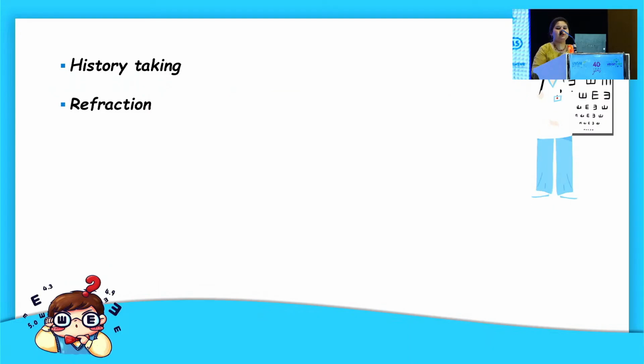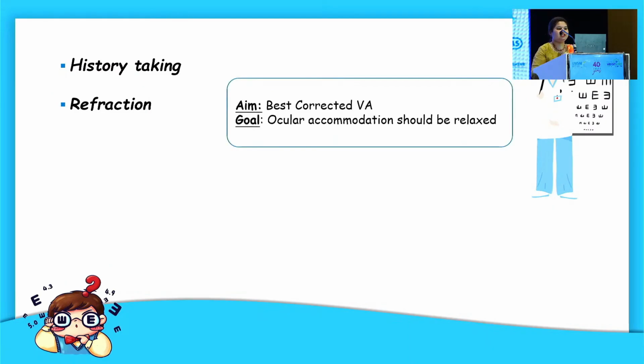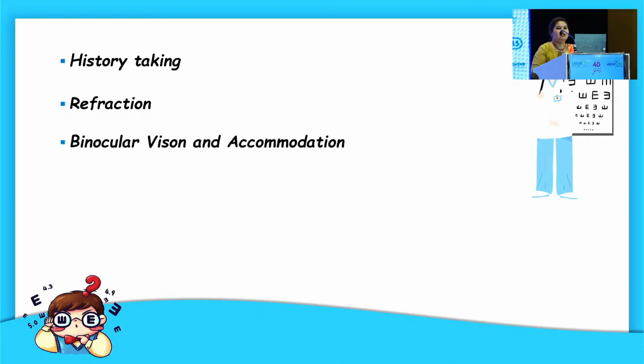We have to do a good refraction, a good cycloplegic refraction with the ocular accommodation relaxed. We have to assess for accompanying binocular vision anomalies, because children with binocular vision disorders have been linked with earlier onset, faster progression, and different outcomes with myopia control modalities.